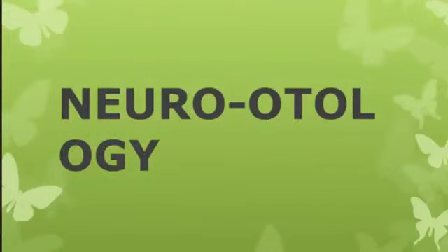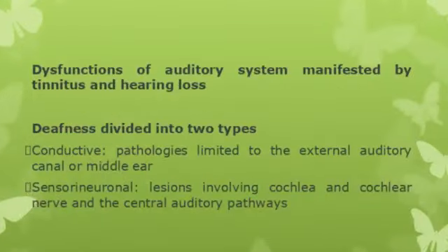Neurotology. The vestibulocochlear, or eighth cranial nerve, has a purely special sensory afferent function. The nerve has two components: the cochlear nerve that detects sound, and the vestibular nerve that detects head and body motion. Dysfunction of the auditory system is manifested by tinnitus and hearing loss. The deafness is divided into two types. Conductive, where the pathology is limited to the external auditory canal or middle ear, and sensorineural deafness, where the lesion involves the cochlea, the cochlear nerve, and the central auditory pathways.